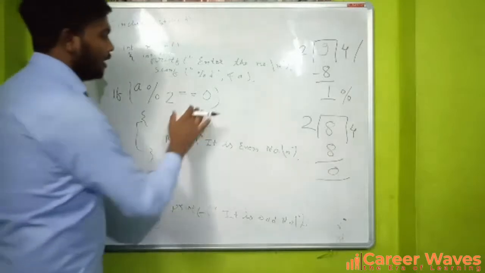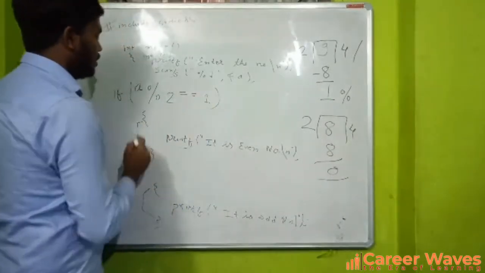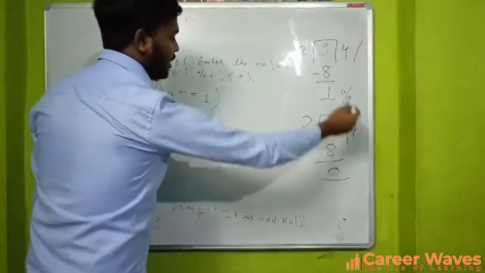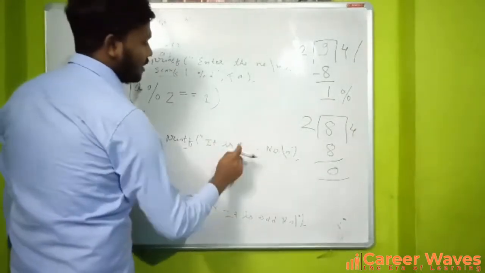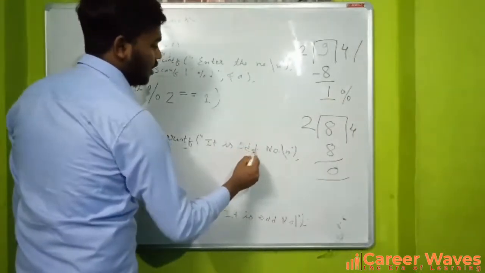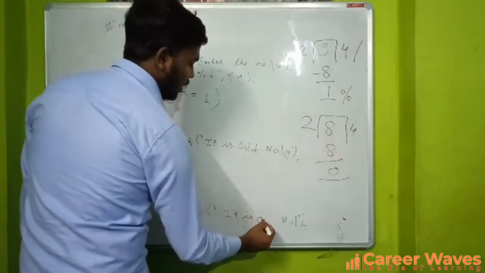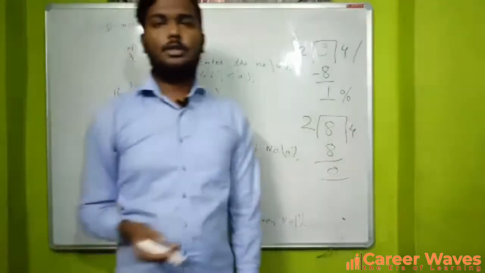So what if we write here 1? If we do a modulus 2 and we get 1, that means this number is an odd number. So simply we can swap this and write odd, and similarly it will become even. But this program is very easy.